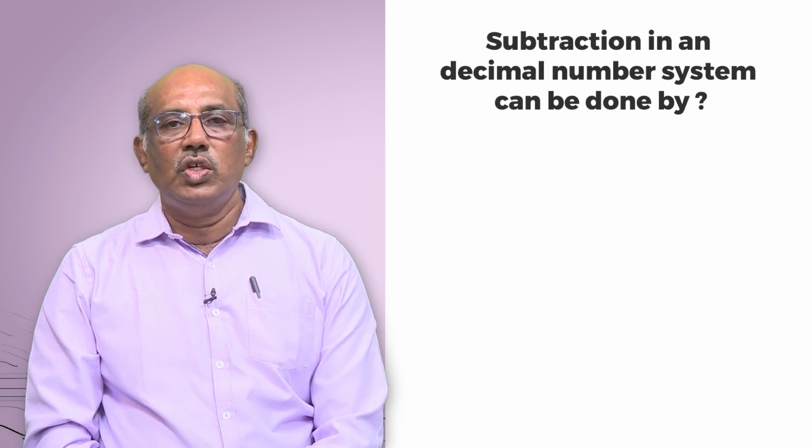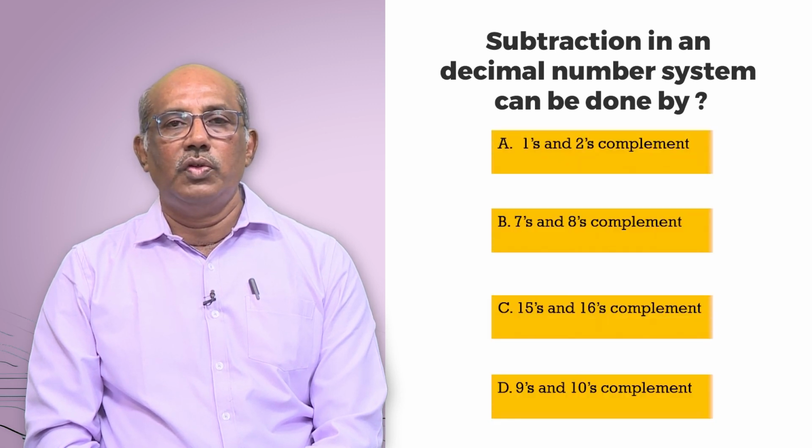We will start with the first question. Subtraction in a decimal number system can be done by, there are 4 options. The first option is 1's and 2's complement, second is 7's and 8's complement, third is 15's and 16's complement, and the last is 9's and 10's complement.